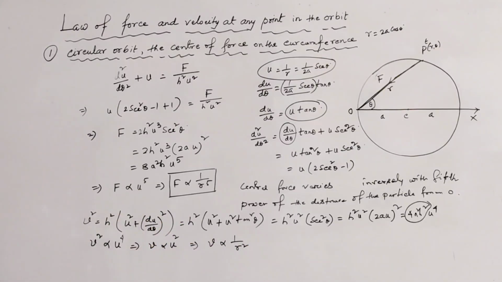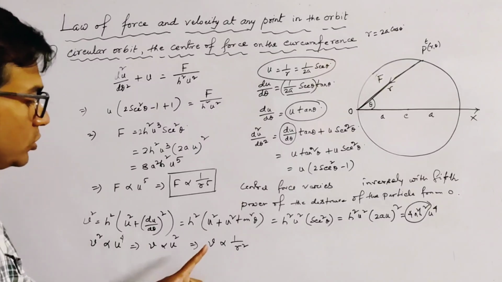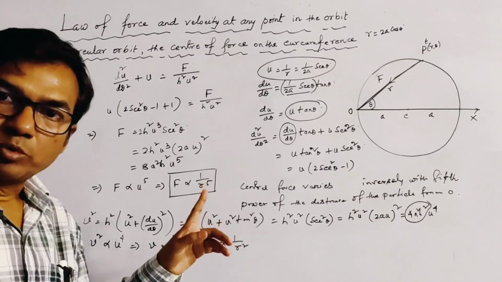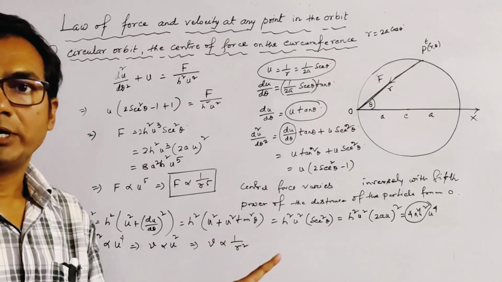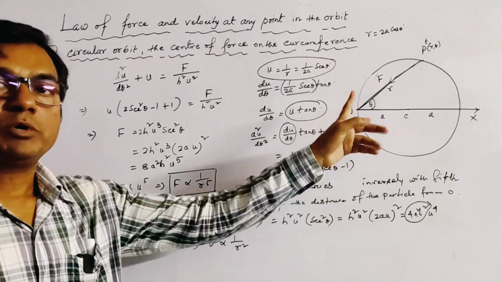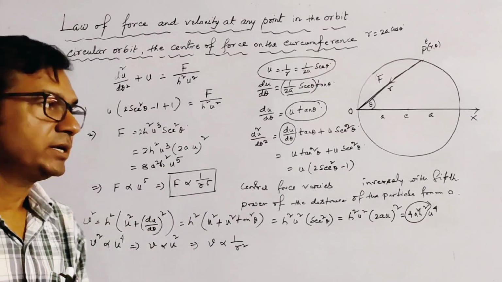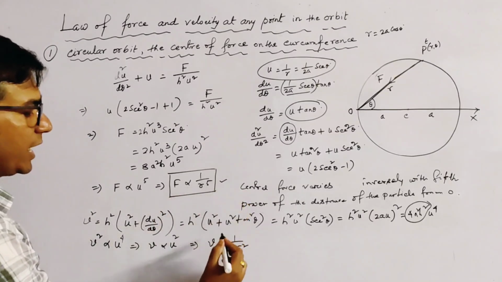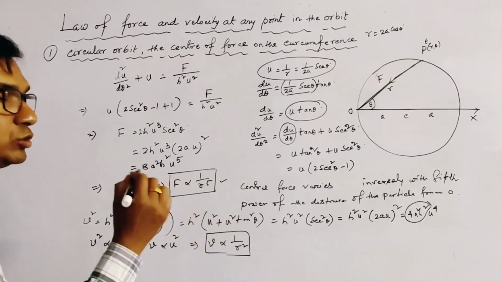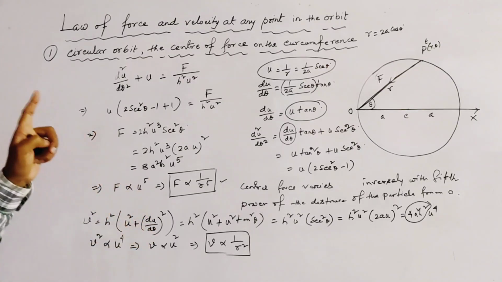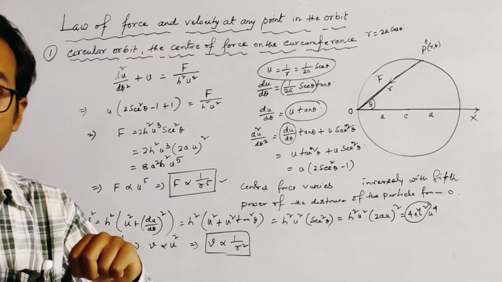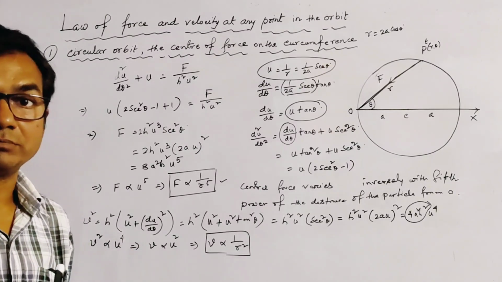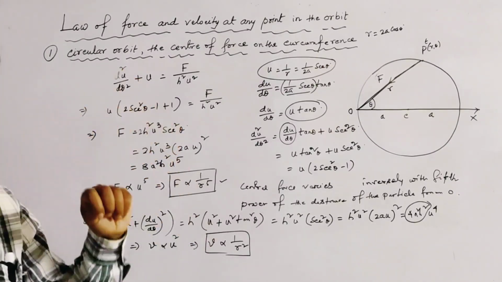That is, the velocity is inversely proportional to the square of the distance from the center of force of the particle, right? And these two expressions are also determined by another differential equation, that is the pedal differential equation. How can we find or derive these two expressions by another differential equation?